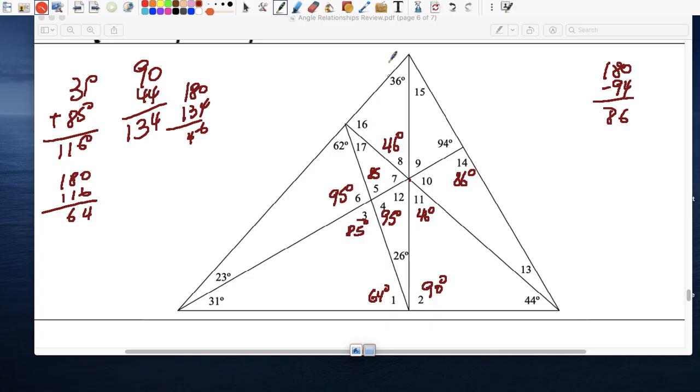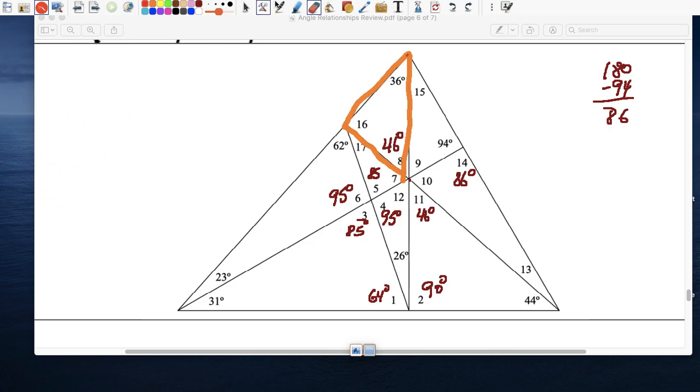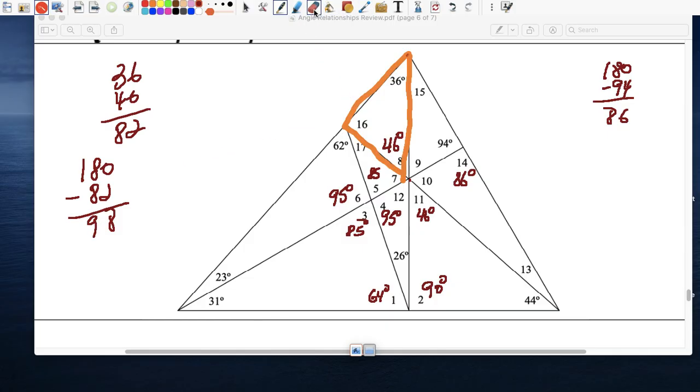Can we find angle 16 now? Now we have another triangle. So again, it just becomes a triangle after triangle problem. Now you can focus on this triangle and find angle 16. In this triangle, 2 of the angles are 36 and 46, which gives us 82. We're going to subtract that from 180. 10 minus 2 is 8, and 7 minus 8... So angle 16 is 98. Oops, careful. Make this guy 98.